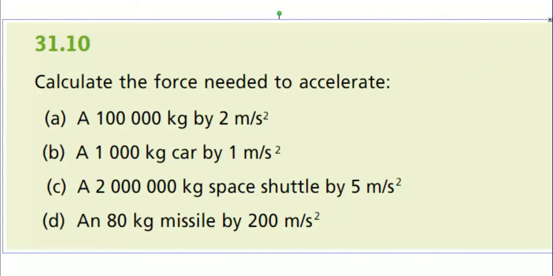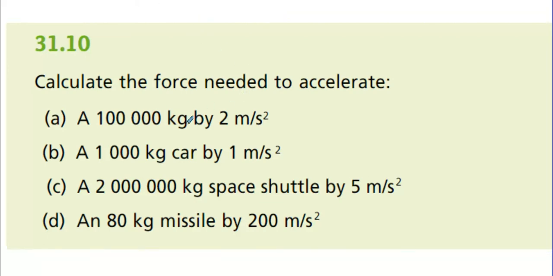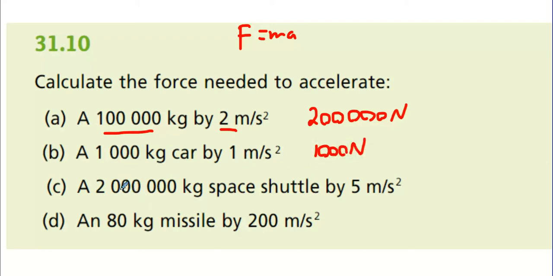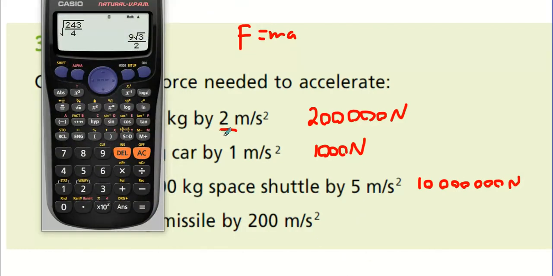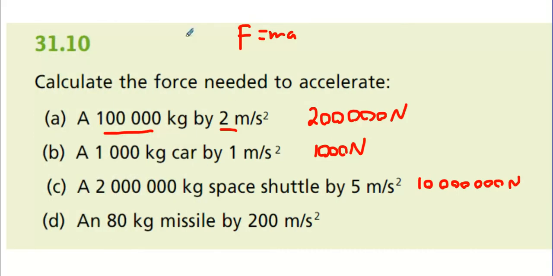Okay, now 31.10. Calculate the force needed to accelerate the following objects. So remember, force equals ma. So it's going to be 2 multiplied by 100,000, which is 200,000 newtons. 1,000 multiplied by 1 is 1,000 newtons. 2 million multiplied by 5 is 10 million newtons. And finally, 80 multiplied by 200, what's 80 multiplied by 200? 16,000 newtons.